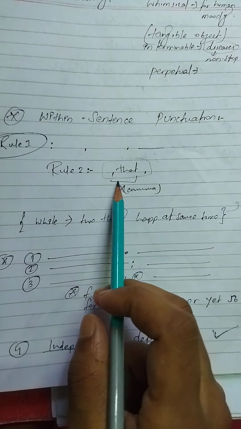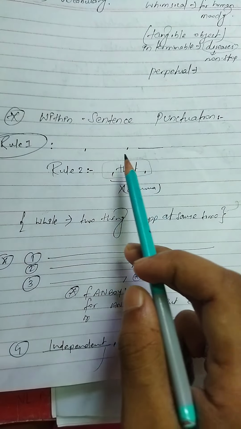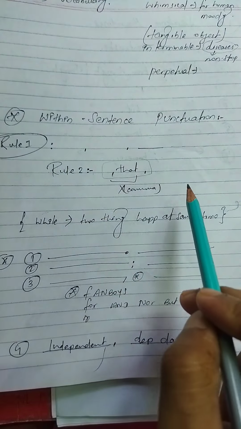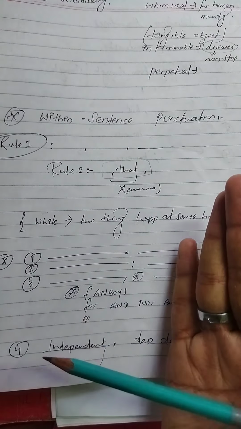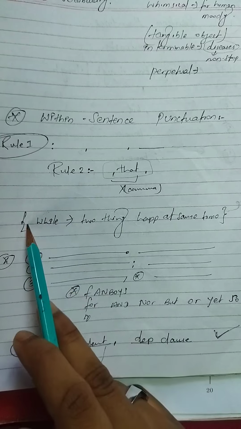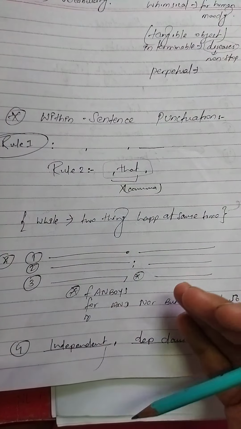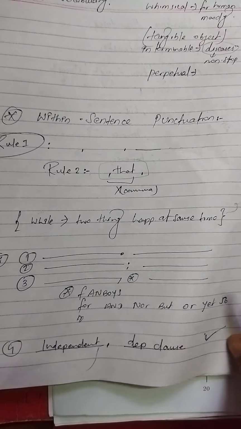And one thing to remember is that we can't use a comma before or after that. It may be useful on different questions. We have to remember that we can't use a comma before or after that. And when you use while in the sentence within sentence punctuation, it means that two things are happening at the same time. I know you will know all this.